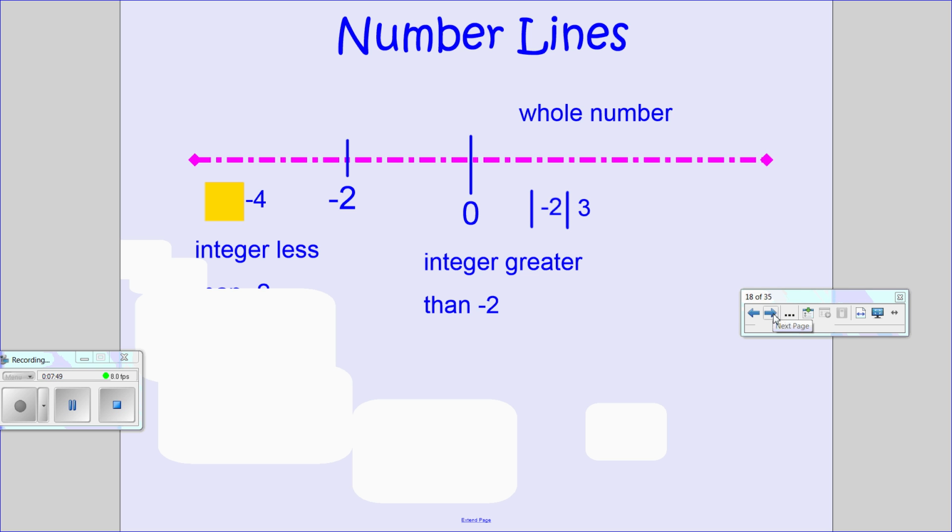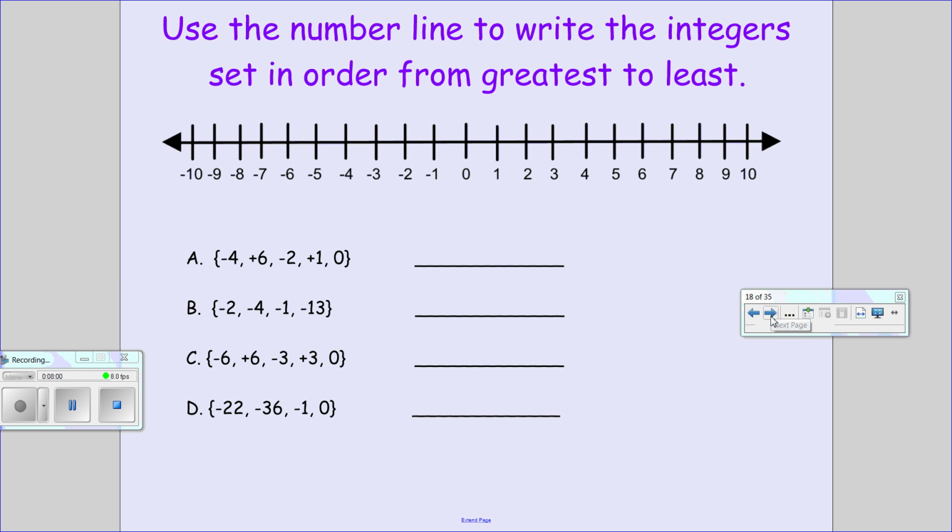So the main thing we learned today is how to compare and order integers. In the number line, it goes from least to greatest. If you understand that part, then you'll be able to answer any question about comparing and ordering integers. So it goes from least to greatest.